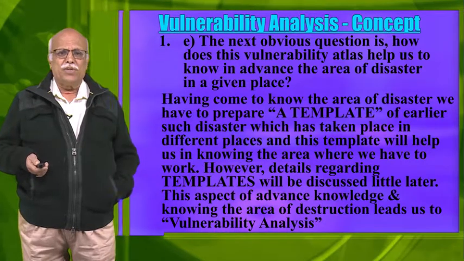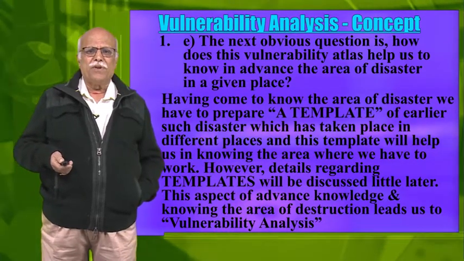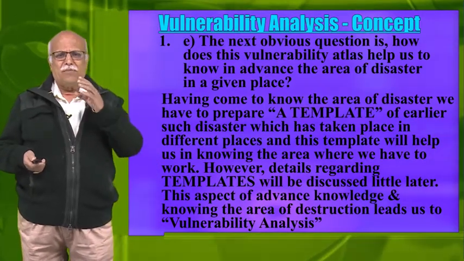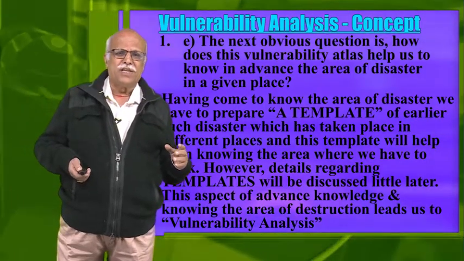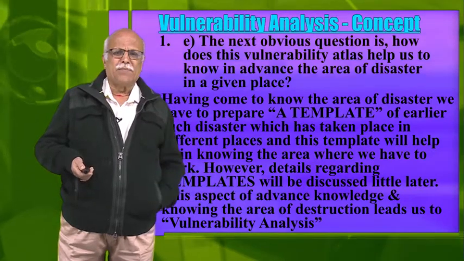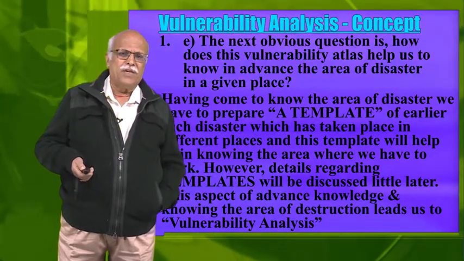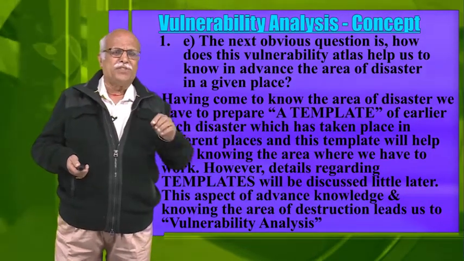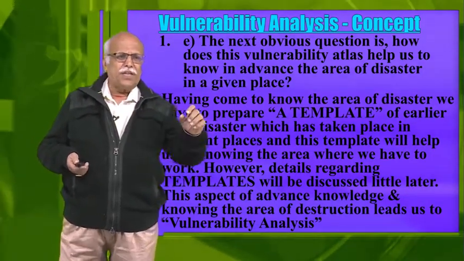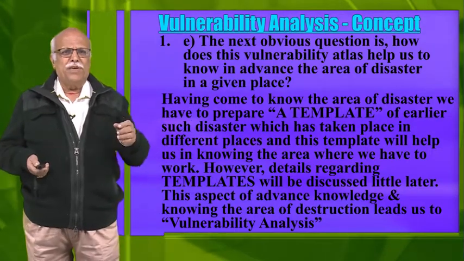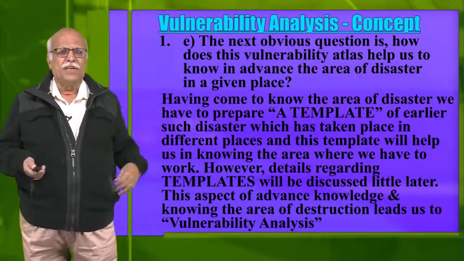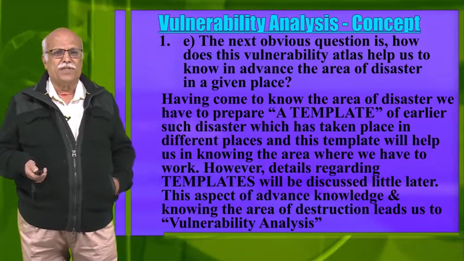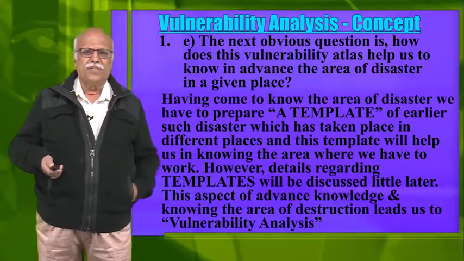Now, having come to know the area of disaster, we have to prepare what is known as a template of earlier such disasters. What exactly I mean by earlier such disaster is, let us take for example an earthquake has happened in a given area at a given time. You prepare this as to how much destruction took place in areas A, B, C, D. If A has taken place in say 2 kilometers, B in 5 kilometers, C in 10 kilometers, D in 40 kilometers, take that as your template.